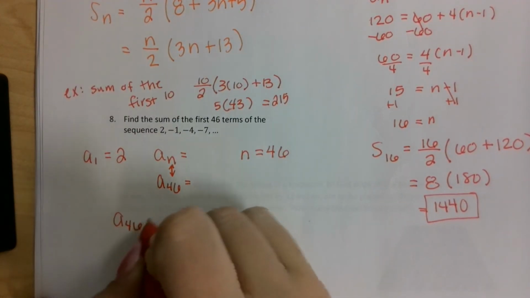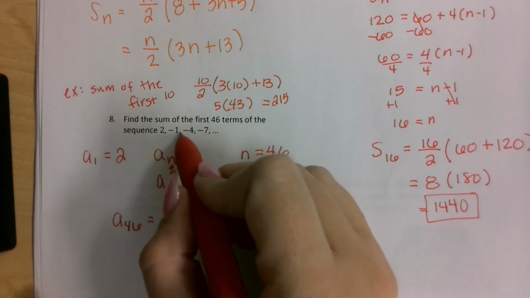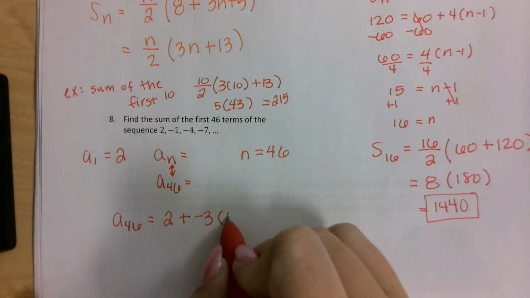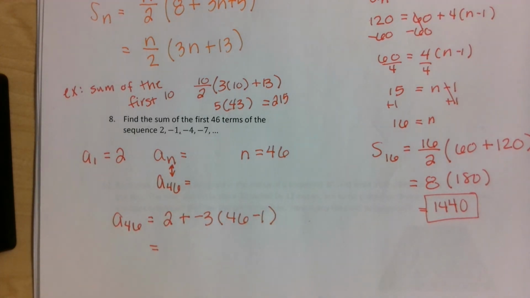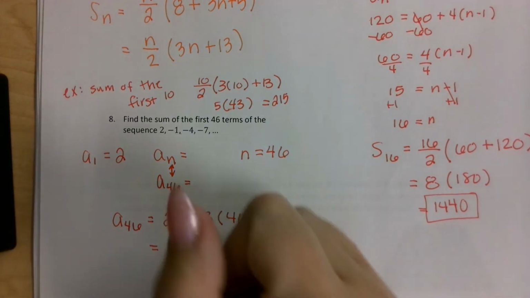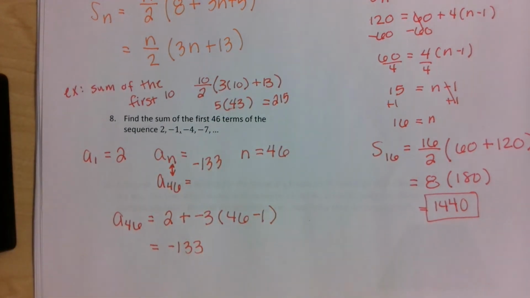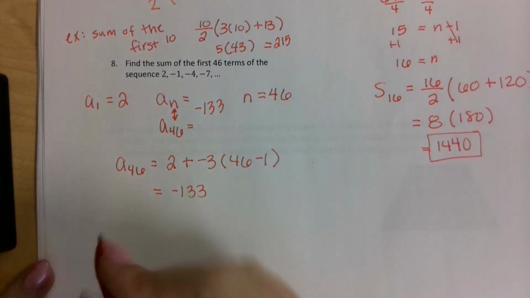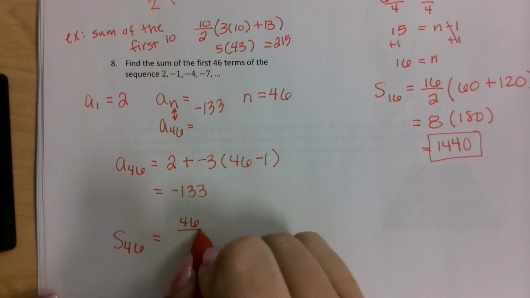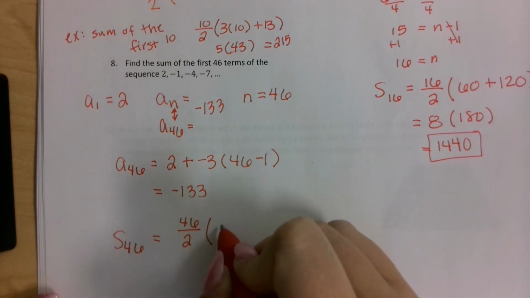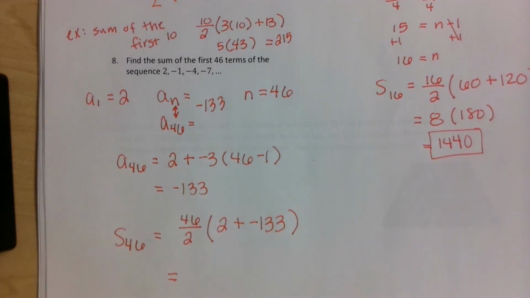So a sub 46 is going to be found by taking our first term, which is 2, plus our common difference, which is subtracting 3 each time, times n minus 1. So 2 minus 3 times 45 gives us negative 133. So our 46th term is negative 133. Now we can find the sum of the first 46 terms. So n, 46, divided by 2, times our first term plus our last term. Find out what that answer is.